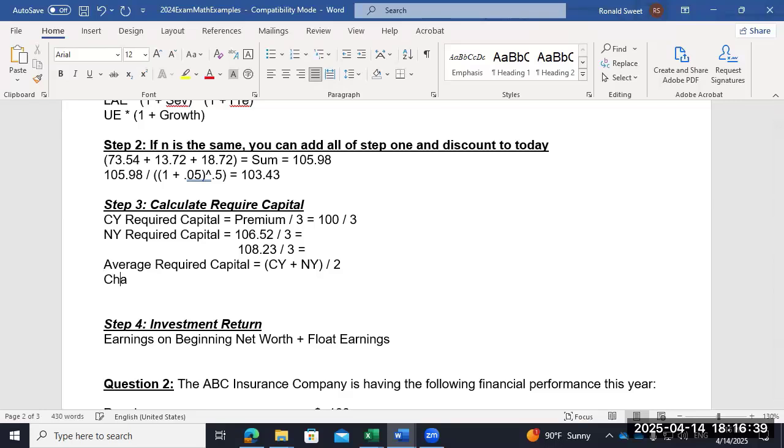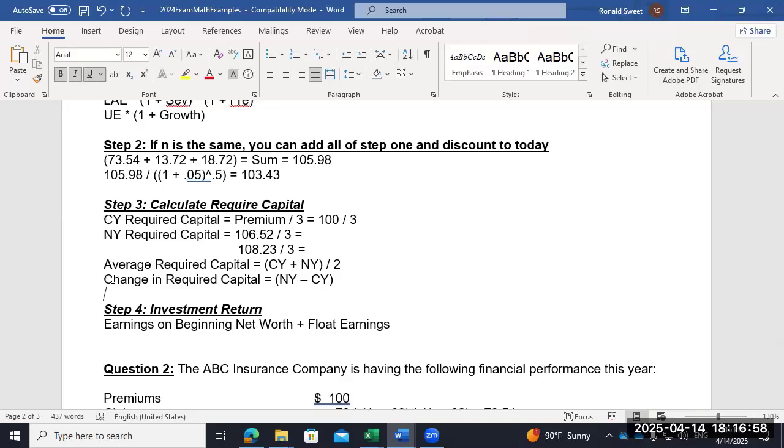And then you have the change required capital equals next year minus current year. So you need all of those numbers. So it's 1, 2, 3, 4, 5, 6, 7 numbers. That's where most of your calcs got to happen.